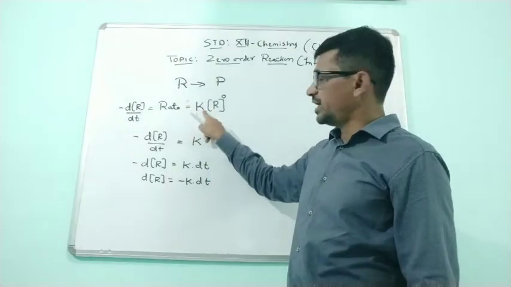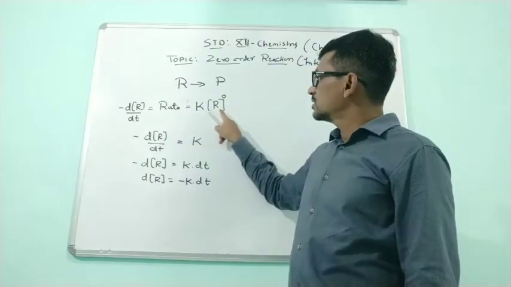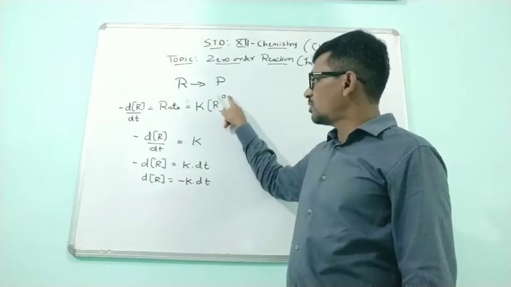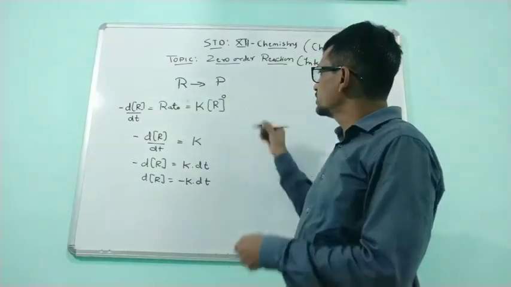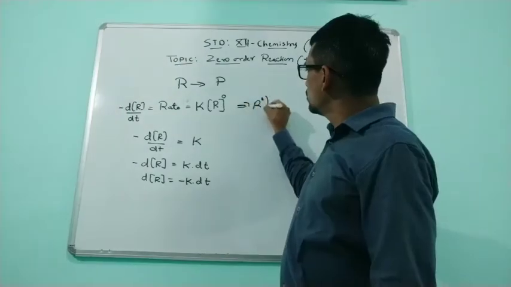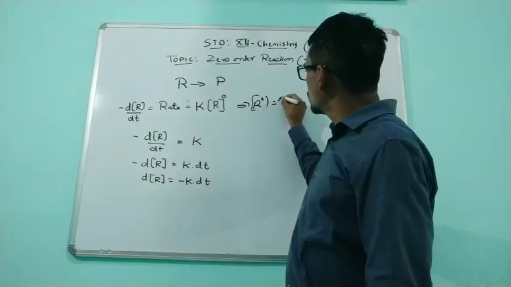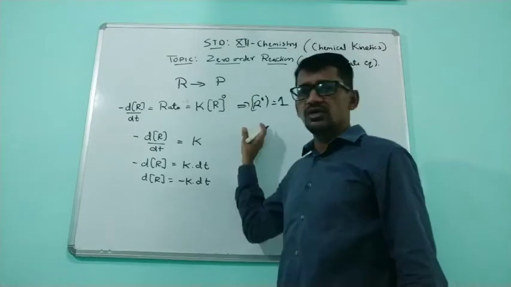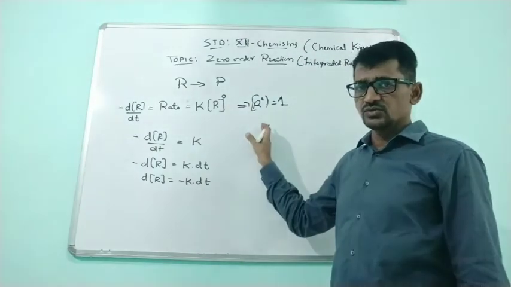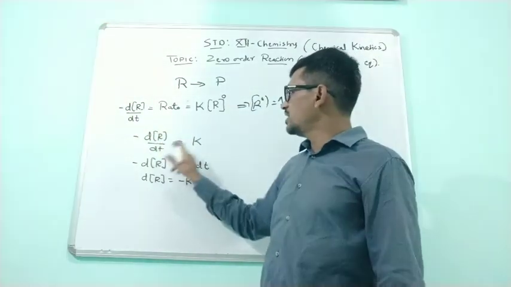Therefore, rate is equal to k, the rate constant, times [R] raised to the power 0. So [R] raised to 0 is equal to 1. Any number raised to 0 is 1, so it will cancel. So minus d[R]/dt is equal to k.